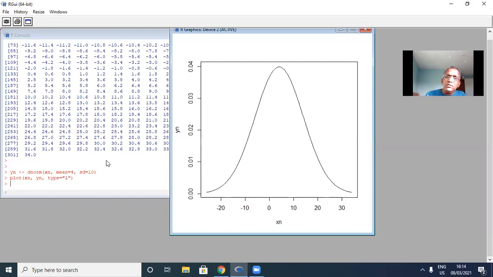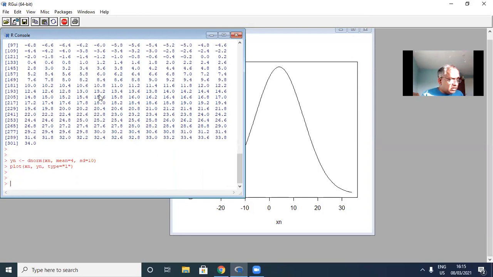So what you see here is the density of a normal distribution with mean equal to 4 and standard deviation equal to 10, right? Okay, guys. All right, next thing.